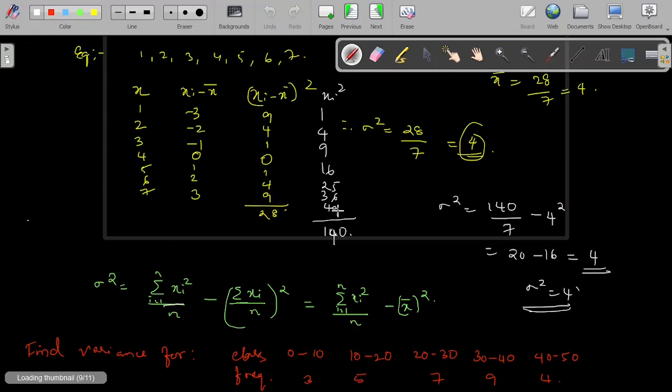See here, in this formula, sigma square equal to 4, this implies sigma equal to 2. Square root of 4 is 2. Here the standard deviation is 2. Standard deviation is used to compare. Using variance only, standard deviation is calculated. To calculate standard deviation, first you need variance, then you take the square root of that variance to get the standard deviation. See here, standard deviation equal to 2.